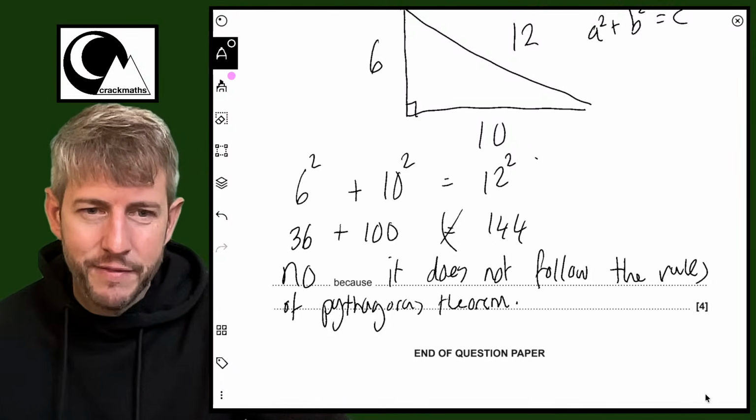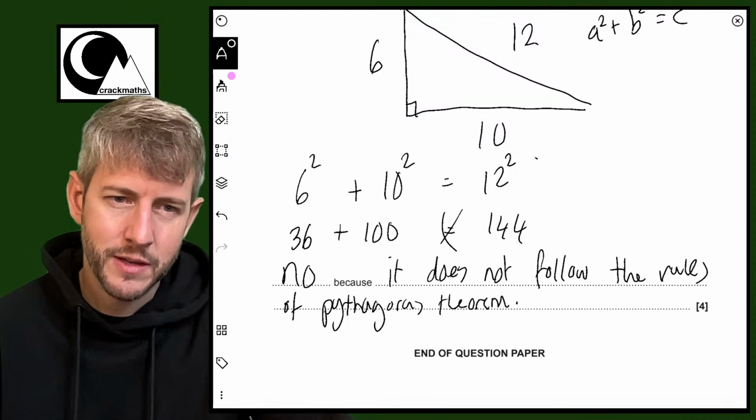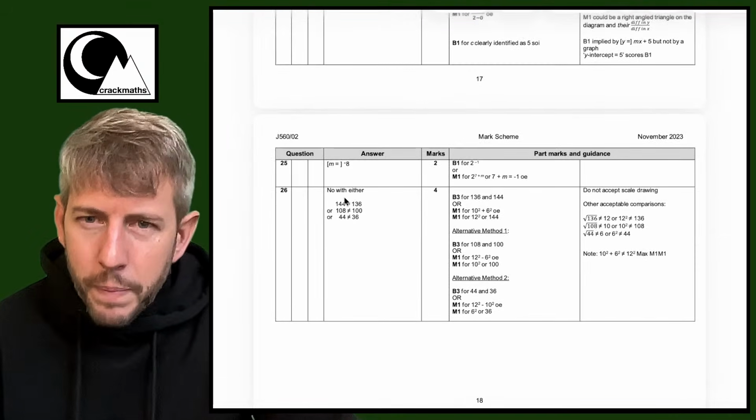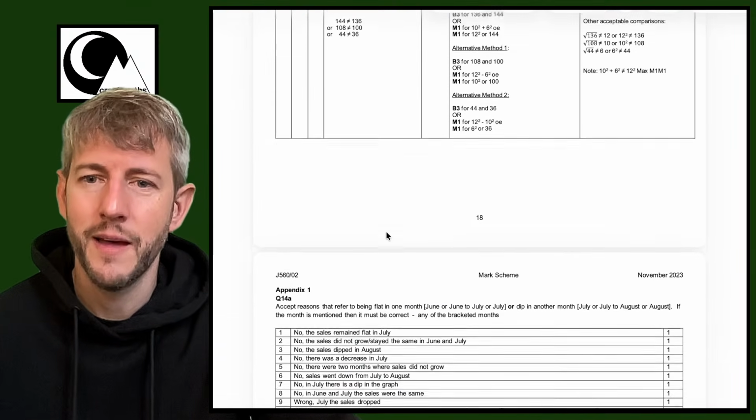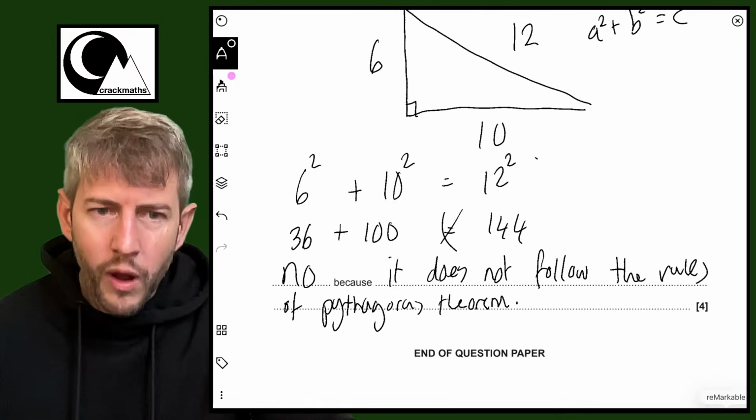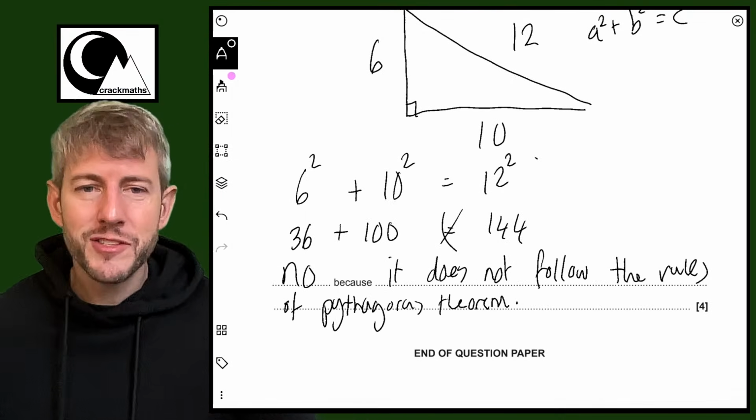So let's just check if they're happy with that as the answer and see what they've said. No, 144 is not equal to 136. Yeah, there we go. Right, okay, that takes us to the end of that paper.